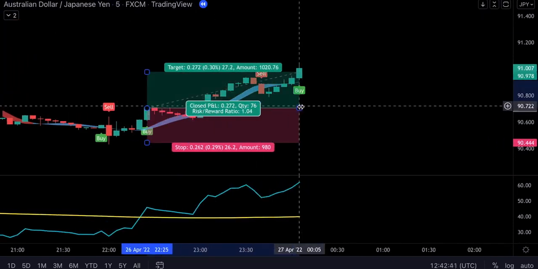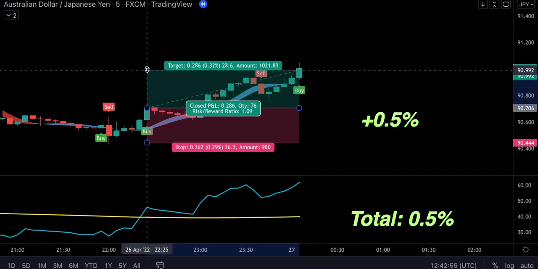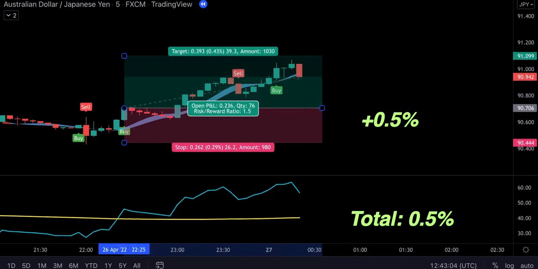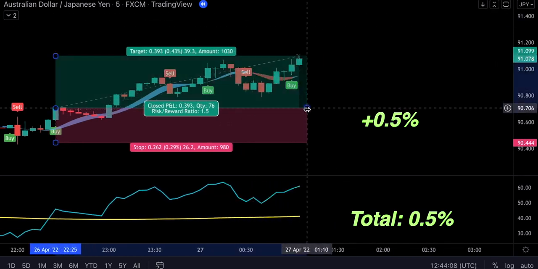Okay, so we see the trade reached our first take profit target, and now we're going to take a quarter of our position off, which is 0.5% profit. So we see the price reached our second take profit target, and now we're going to take another quarter off, which is 0.62%, and now our total profit is 1.12%.